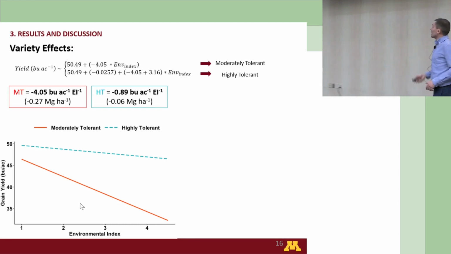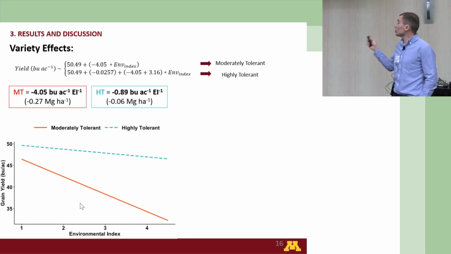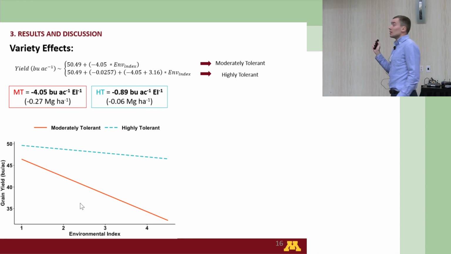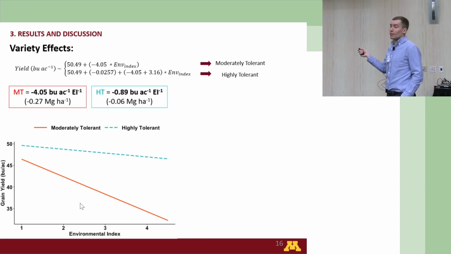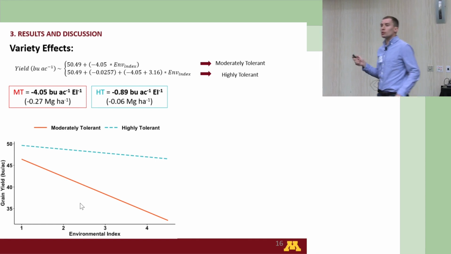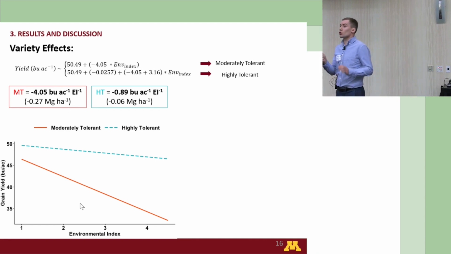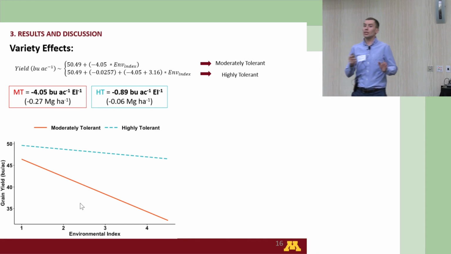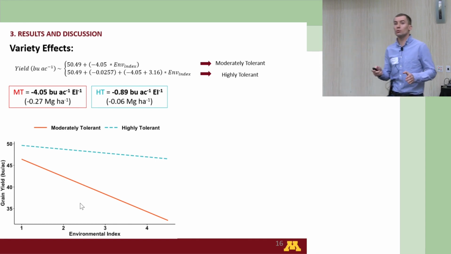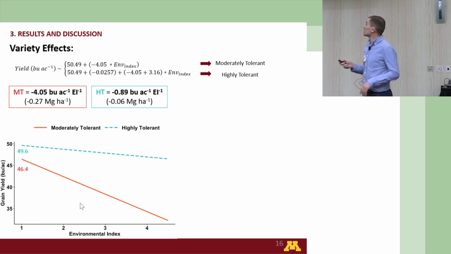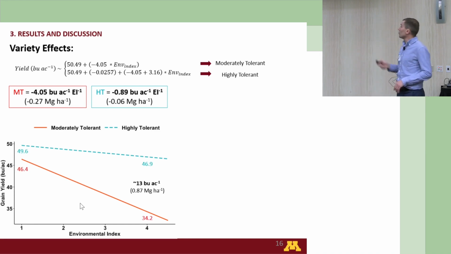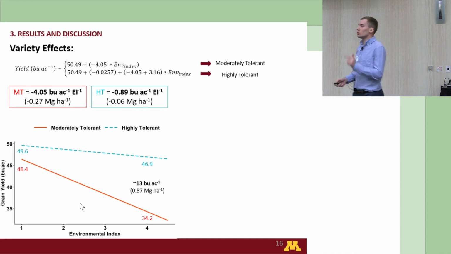Let's take a look at the variety effects first. The first thing that this graph shows is that for every 1 single point increase in IDC severity measured by the environmental index, the yield of the moderately tolerant variety was reduced by an average of 4 bushels per acre, while the yield of the highly tolerant variety was reduced by an average of 0.9 bushels per acre. That might not sound like a lot at first, but when we move from an environmental index of 1 to an environmental index of 4, we have about 13 bushels per acre yield difference just by switching the variety.